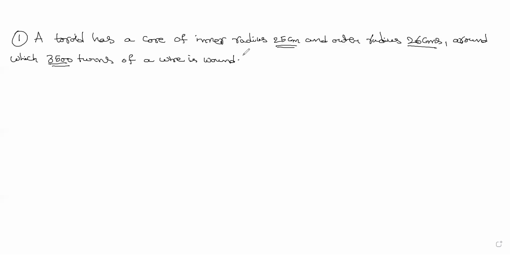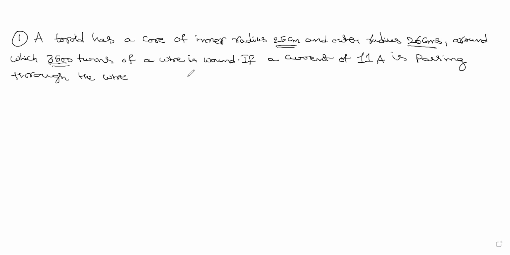If a current of 11 amps is passing through the wire, what is the magnetic field? What's the magnetic field outside the toroid? First part is outside the toroid.